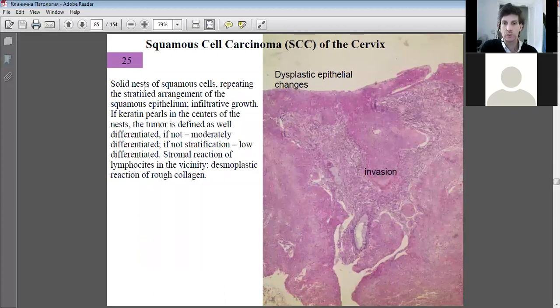Solid nests of squamous cells are observed. Now let's see if we can find these nests. So the squamous tissue tends to be further up towards the surface. You can see some of the nests out here. These are nests of tissue, some nest there, nests there.